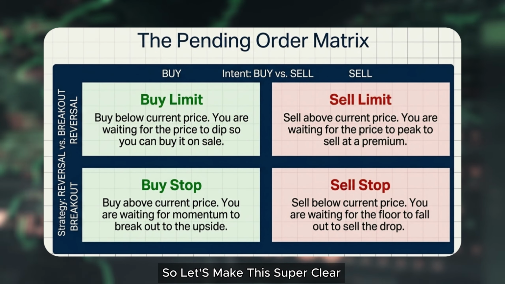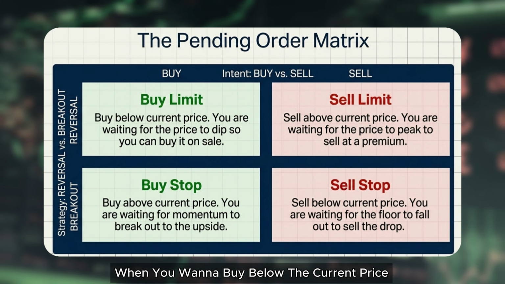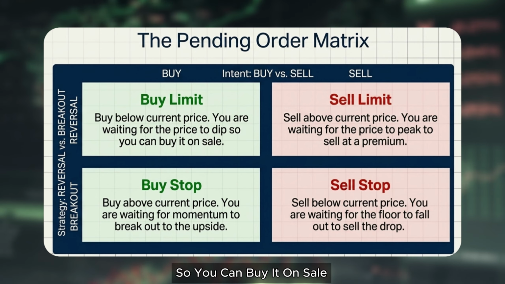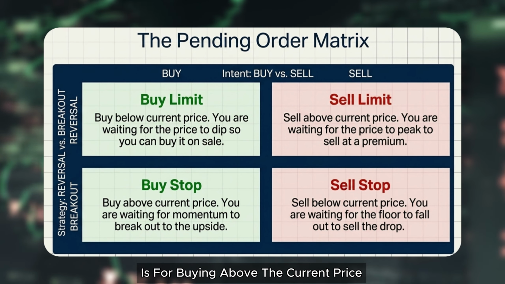Okay, so let's make this super clear. What is the real difference? A buy limit is used when you want to buy below the current price. You're basically hoping for the price to dip down to your level so you can buy it on sale. A buy stop, on the other hand, is for buying above the current price.